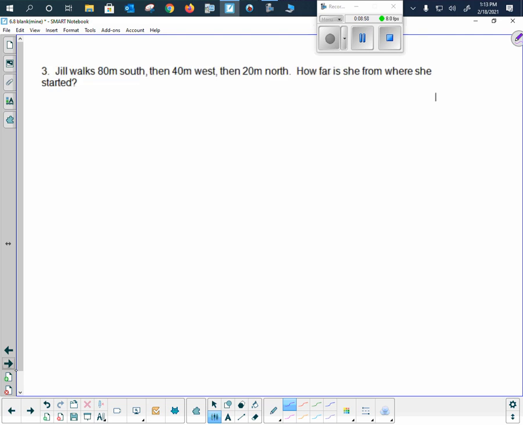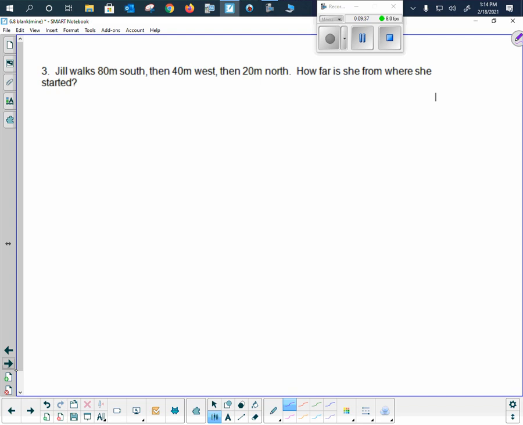Now, on this one, we'll call these direction problems. In the direction problems, guys, I noticed this one says Jill's walking, I don't care if you call that meters or miles or whatever, but she's walking 80 meters south and then 40 meters west and then 20 meters north. How far is she from where she started? We get a lot of these problems with how far from where we started. Eventually you might have like 10 different directions.